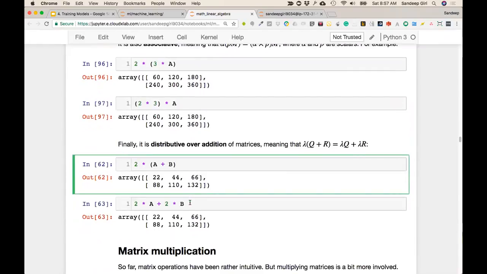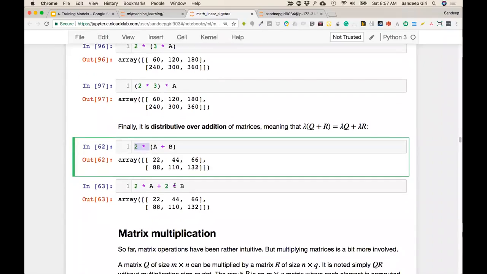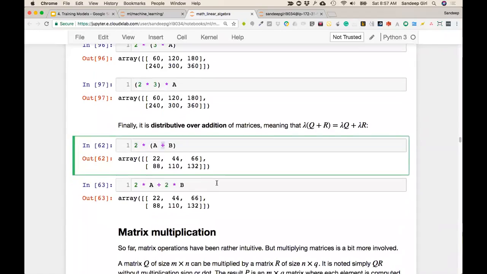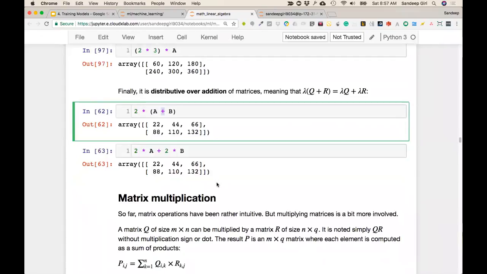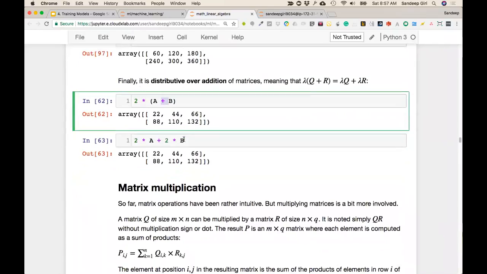It's also distributive, as in if we have 2 outside the brackets, and when we open the brackets, it will be distributed to both, as in 2 into A and 2 into B. So it is distributive over addition. All right. So scalar multiplication, which is 2 into this, is distributive over the addition of two matrices.